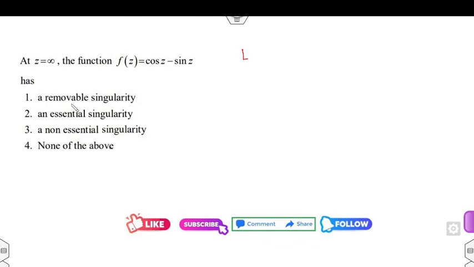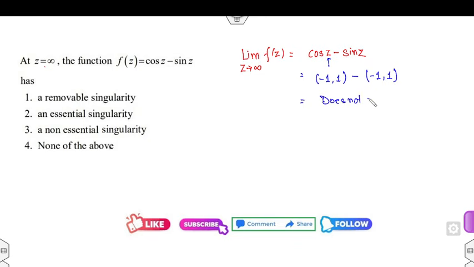Now again, you are talking about removable, essential, non-essential. Firstly, check the limit at this singularity. What is the value of this? It will be cos z minus sine of z. So clearly, when you substitute cos infinity, it is any number which lies between -1 to 1. Sine infinity is any number between -1 to 1. That means the limit does not exist. Once the limit does not exist, we call it an essential singularity. Removable is cancelled out. None of this is cancelled. Essential singularity is the right answer to this problem.